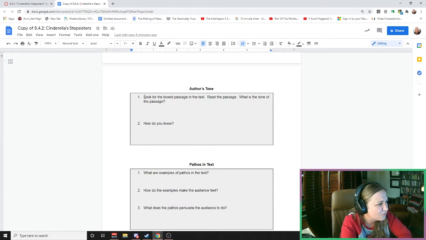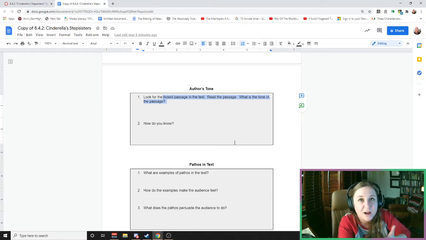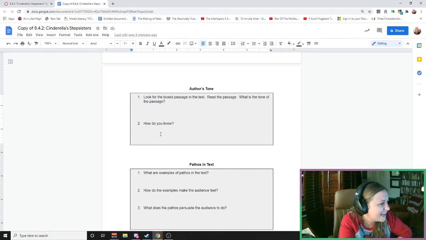Consider author's tone. All right, so up here there's a passage in a box. I want you to read that passage and tell me what the tone is of that box, okay? Is it a positive tone? Is it a negative tone? Is it inspiring? And if you need to, go back and look at that word bank that I gave you last week with several words that you can use to describe tone, that might be a good idea, okay? And it's not good enough if you just tell me what it is, but I want you to tell me how you know it. I want you to think about it.